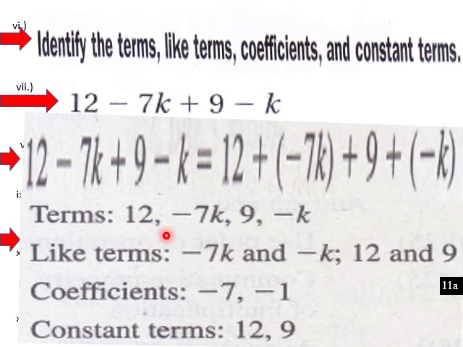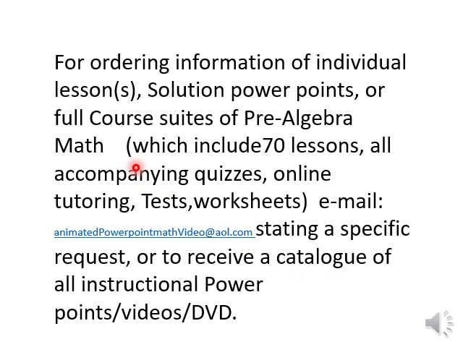Our terms in general here will be 12, negative 7k, 9, and negative k. Like terms, of course, will be negative 7k and negative k, and then 12 and 9. Coefficients will be negative 7, negative 1. And then constant terms will be 12 and 9.